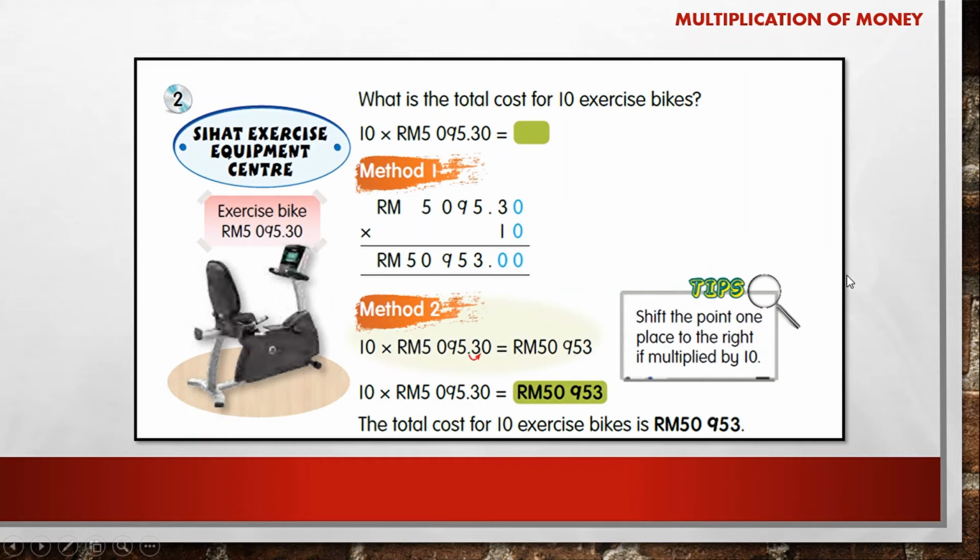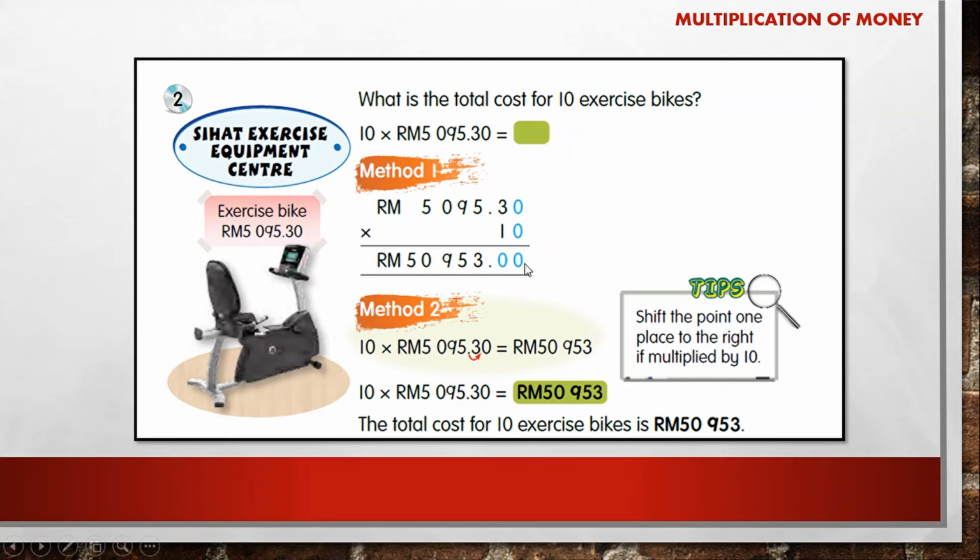Okay, now we go to the next question. Sihat Exercise Equipment Center, exercise bike, Ringgit Malaysia 5,095 and 30 cents. What is the total cost for 10 exercise bikes? This is the number sentence: 10 multiplied by Ringgit Malaysia 5,095 and 30 cents. Use method 1.